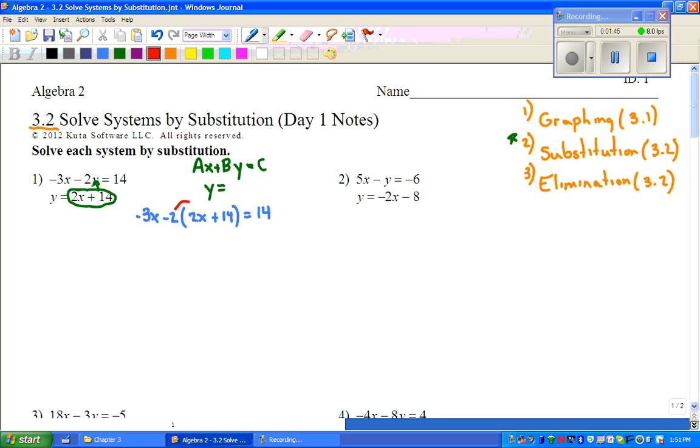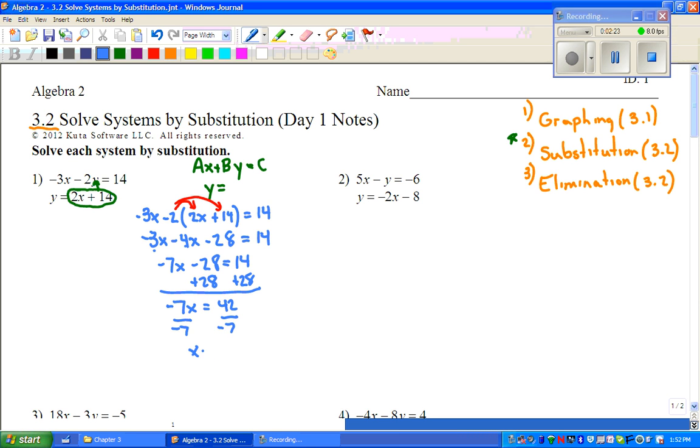Now we're going to distribute here and distribute here. So I'm going to be left with negative 3x minus 4x plus, excuse me, let me erase that. I screwed that up. Okay. This times this is going to give me minus 28 is equal to 14. Negative 3x minus 4x gives me negative 7x minus 28 equals 14. I'm going to add 28 to both sides to balance my equation. So I'm going to be left with negative 7x is equal to 42. When I divide by negative 7, divide by negative 7, I get x is equal to negative 6.